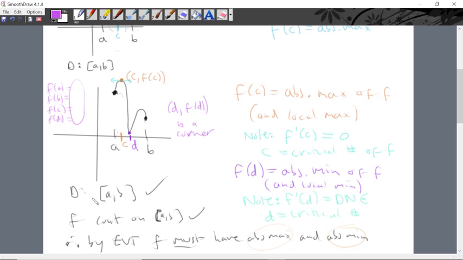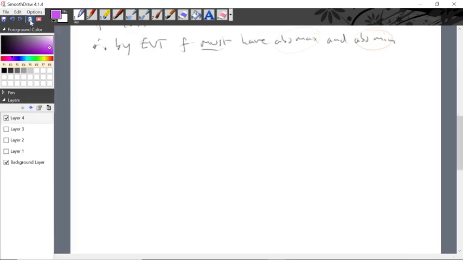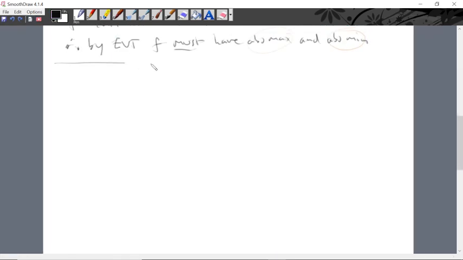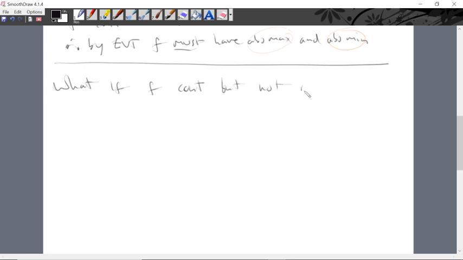Now, what if it wasn't on a closed interval? What if we had continuity, but maybe did not have a closed interval? So we've seen that the extreme value theorem works as long as we have both continuity and closed interval. So now, what if f was continuous, but not on a closed interval AB? What if the interval was not closed?